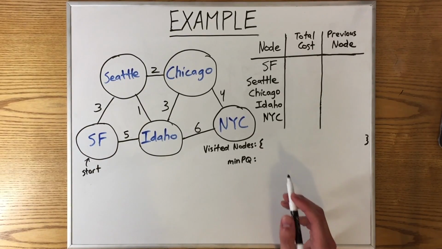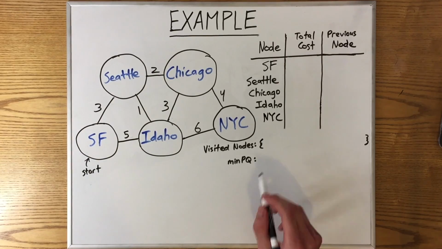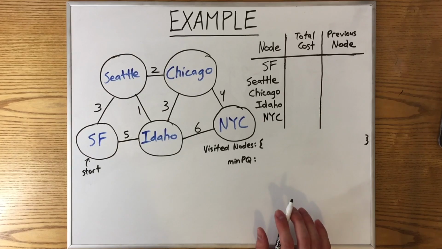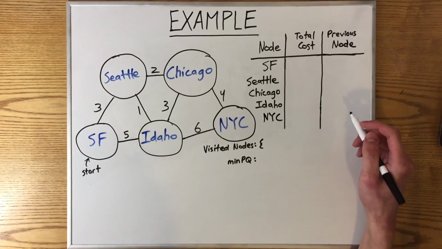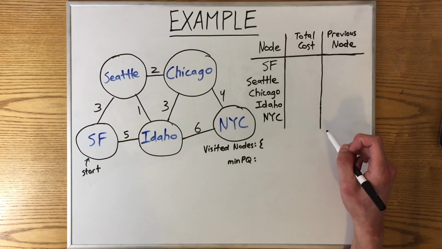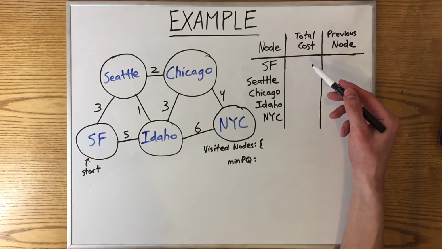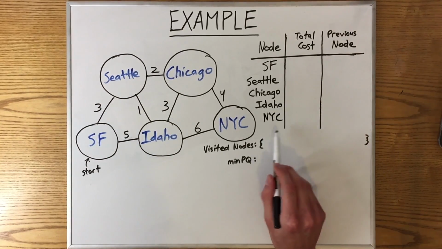If a node is already in the visited nodes list, we don't check it if it's the neighbor of a node that we just removed. Might seem kind of confusing, but let's go up here really quick and check out this table. This will be used to track the shortest total cost to get to each of these nodes. You notice in this first column over here, we've listed the names of all of these nodes.